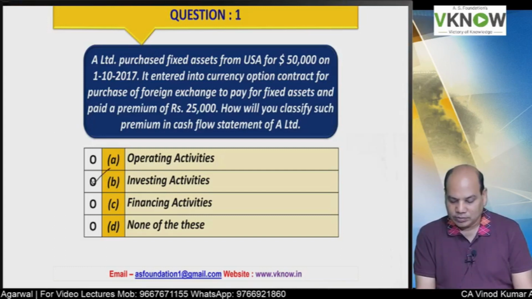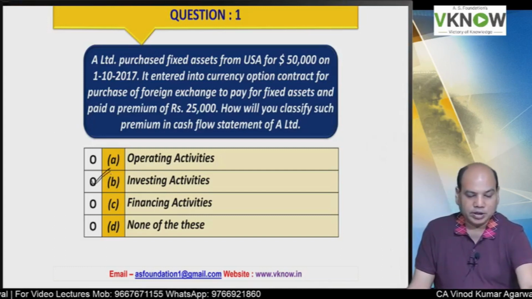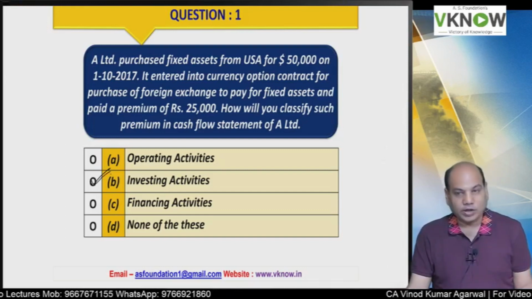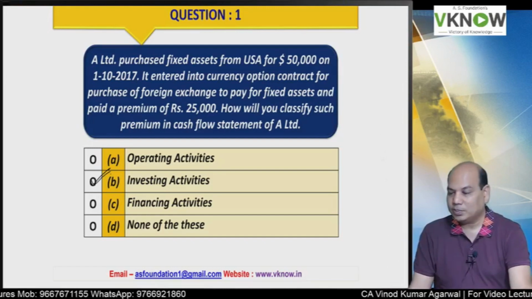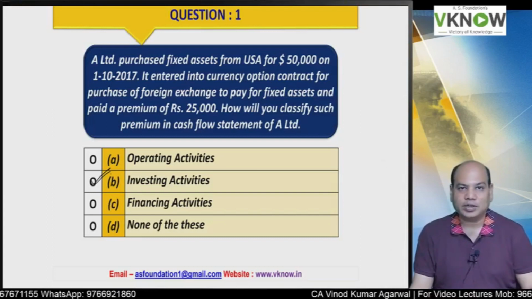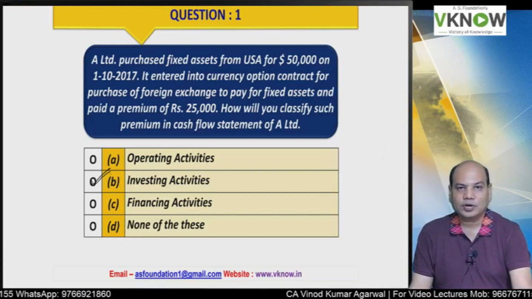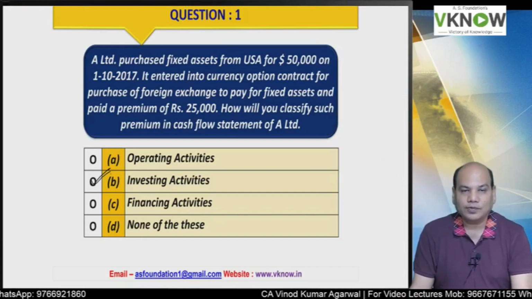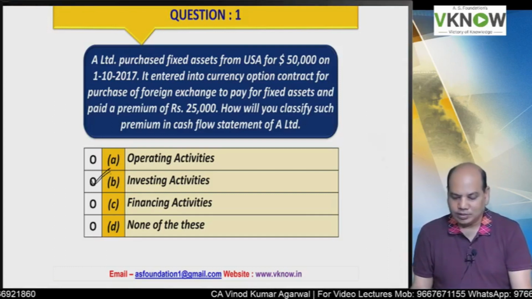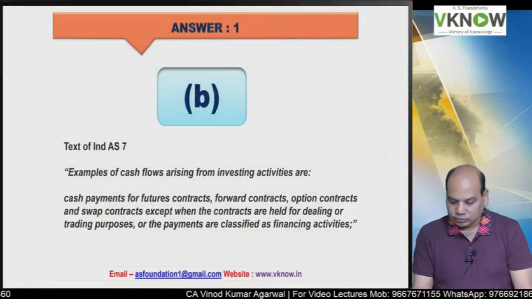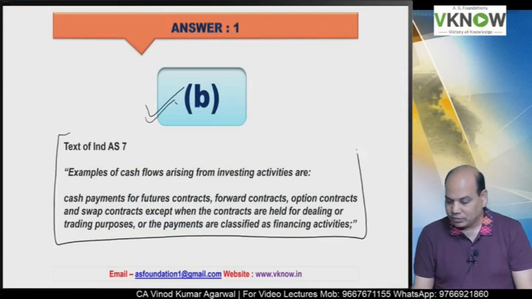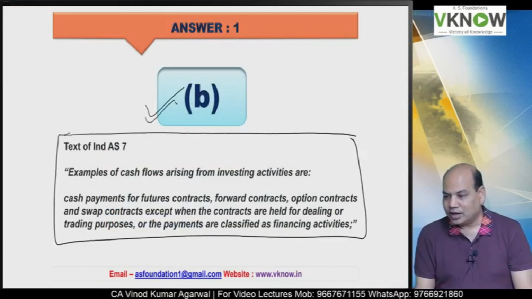Please tick mark B. Wherever you will purchase the fixed asset, at the same place you are going to present the premium paid also. So if purchase of fixed asset is presented in investing activity, the premium paid for hedging the amount of outflow will also be presented in investing activity. Tick mark B. Please write B here.